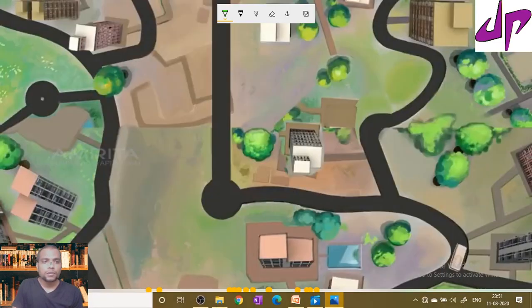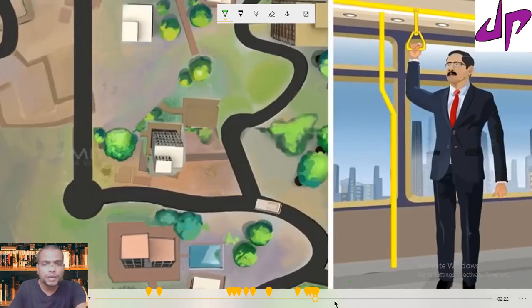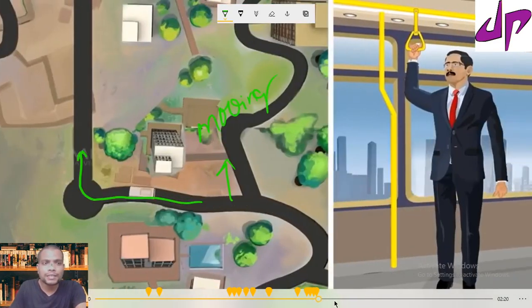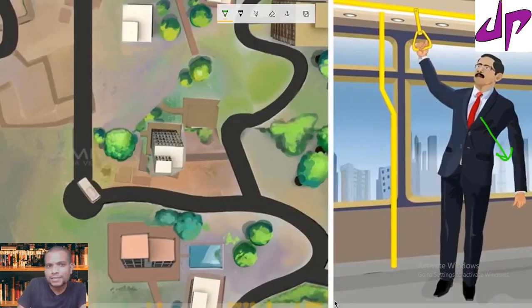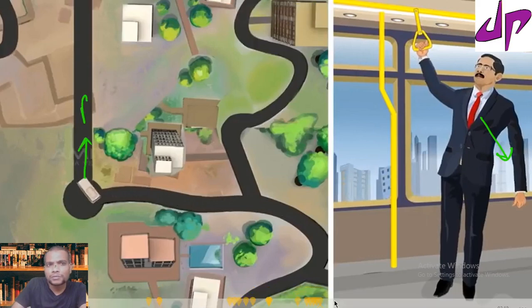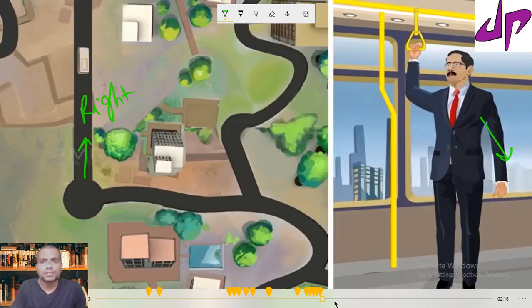If the bus is moving on the road, the person who is standing inside the bus leans to the left side. When the bus is taking a turn to the right side, we lean to the left side. Now why is that? It is because of inertia of motion.